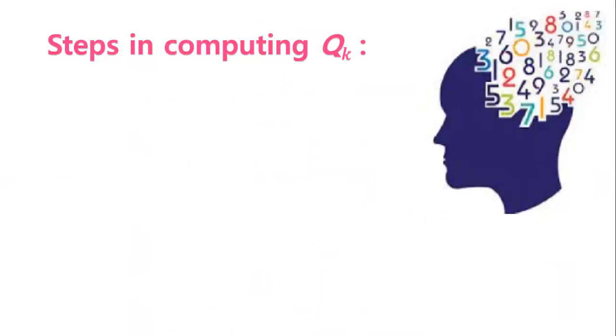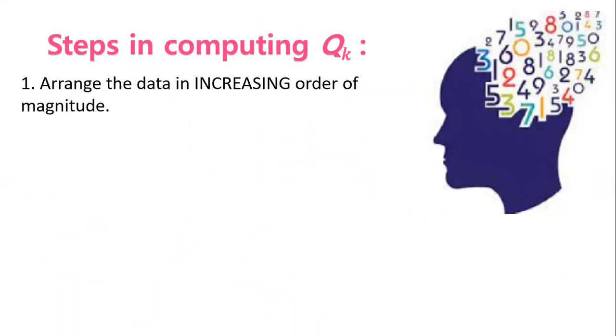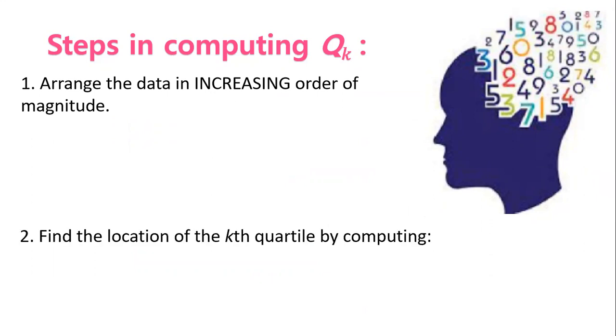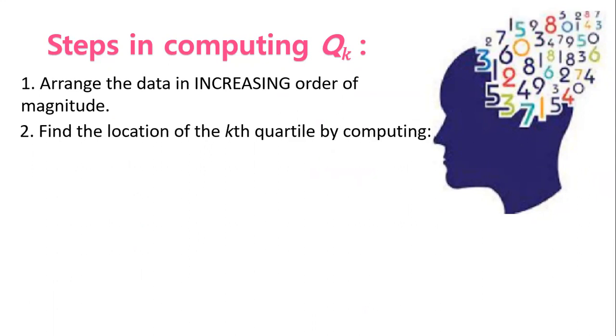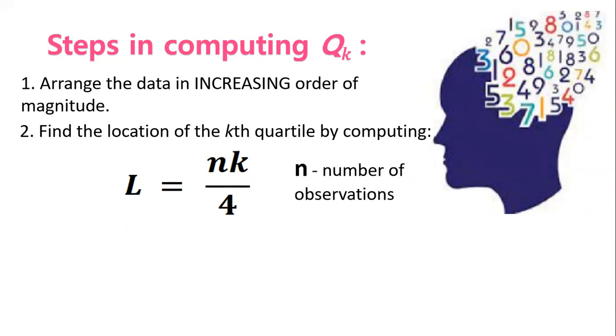For the steps in computing the kth quartile, step 1, same as percentile and decile, we arrange the data in increasing order of magnitude. Second, we find the location of the kth quartile by computing L is equal to NK divided by 4. If you observe, the denominator is the number of divisions. For percentile, over 100. For decile, over 10. For quartile, over 4. Where N is the number of observations.